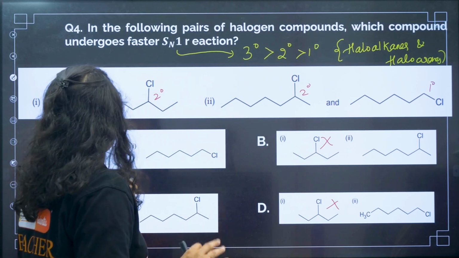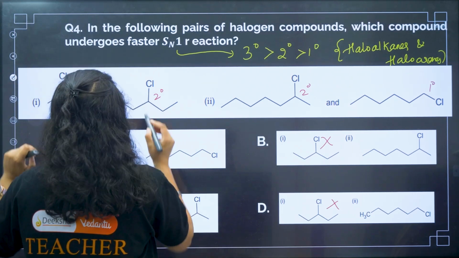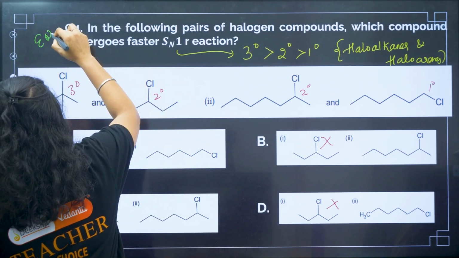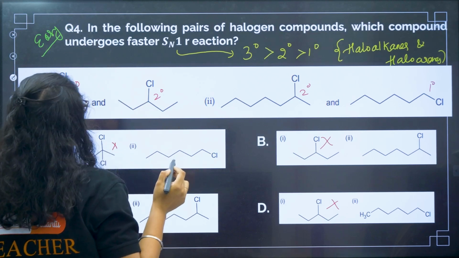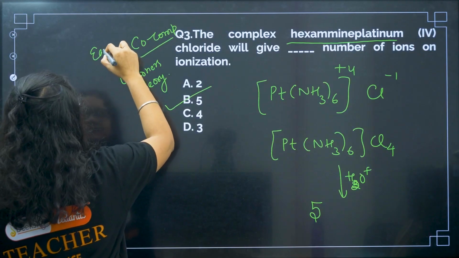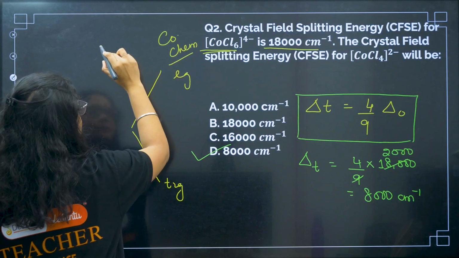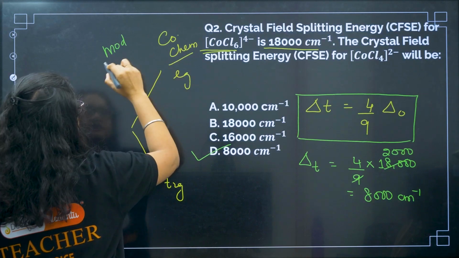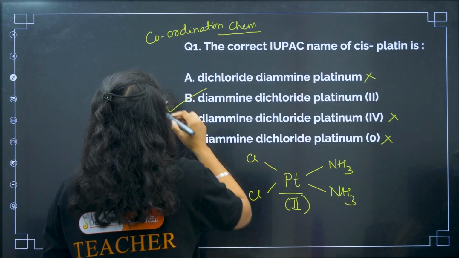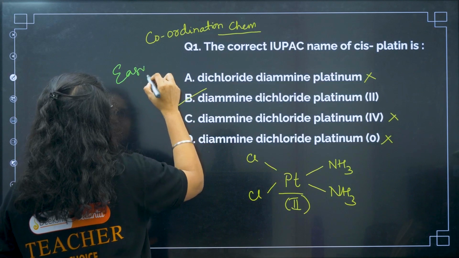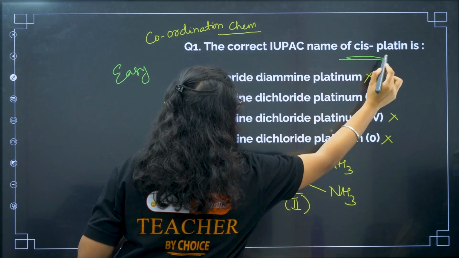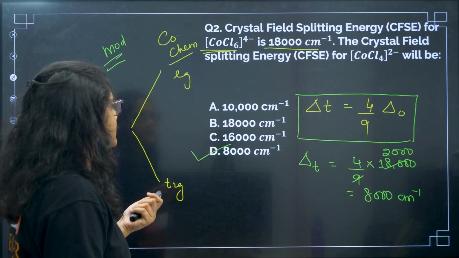This was again an easy question. We'll be writing the level of the question also according to me. I think this question was also very easy. And this one I will mark as moderate because you need to know this formula. And the first one is also easy if you know the nomenclature, and if you have studied something about cisplatin, then it is a very easy question.